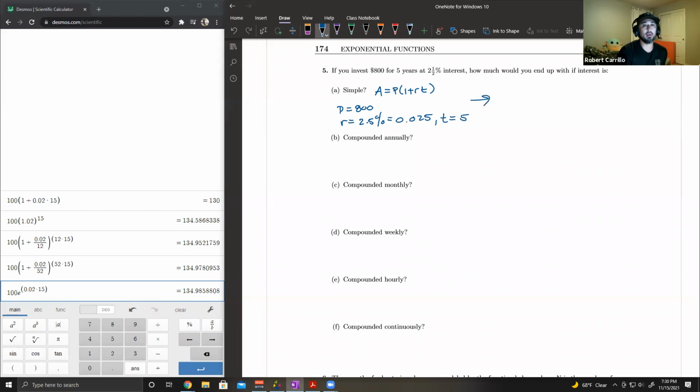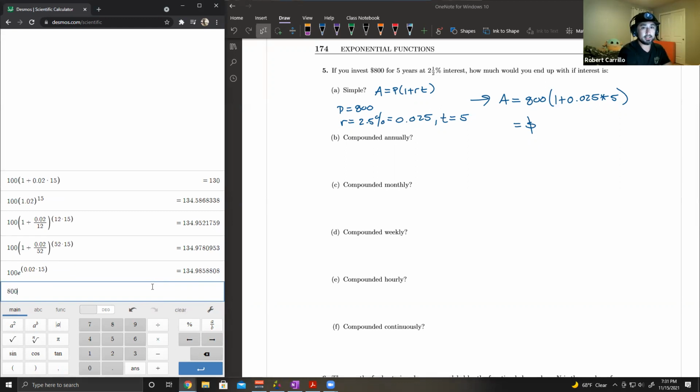You get A equals 800 times 1 plus our rate, 0.025 times 5. And let's see how much money we have if we just let it sit there. No compounding, nothing, it just sits there and gains interest. 1 plus 0.025 times 5, and we'll have $900 in 5 years. So we'll make $100 in 5 years, like $20 a year. Still not what we want, but maybe it can get better.